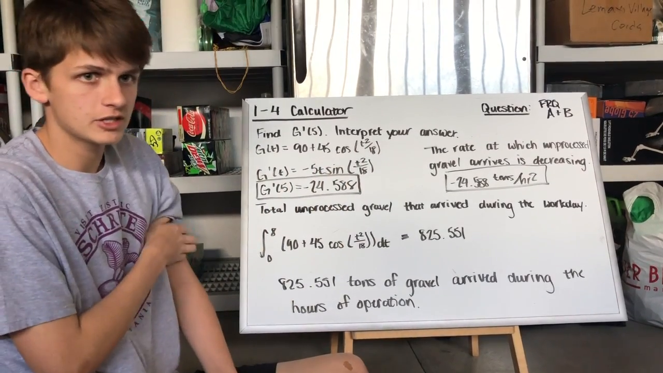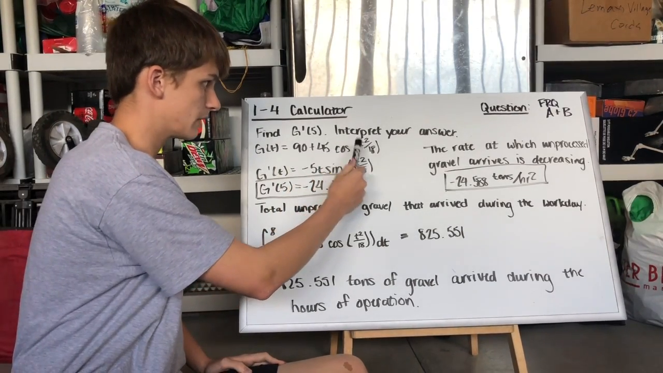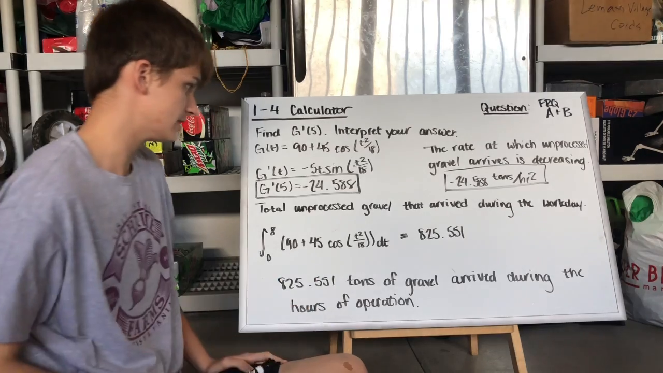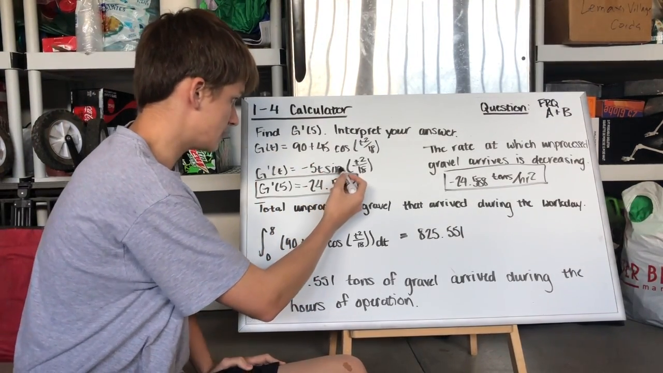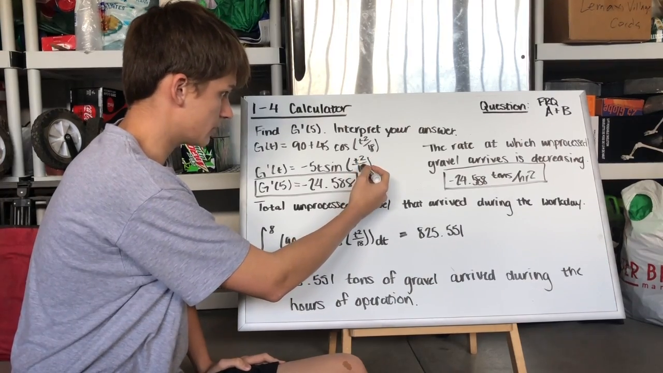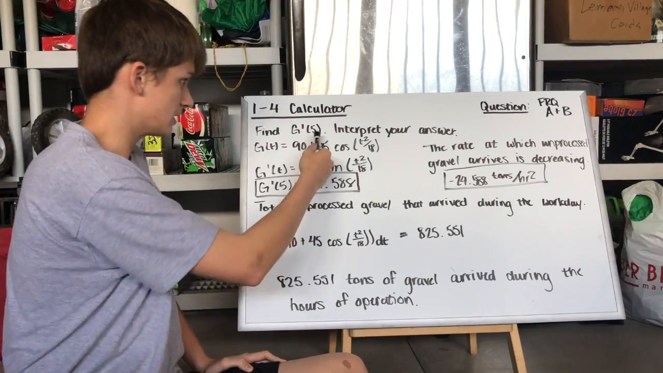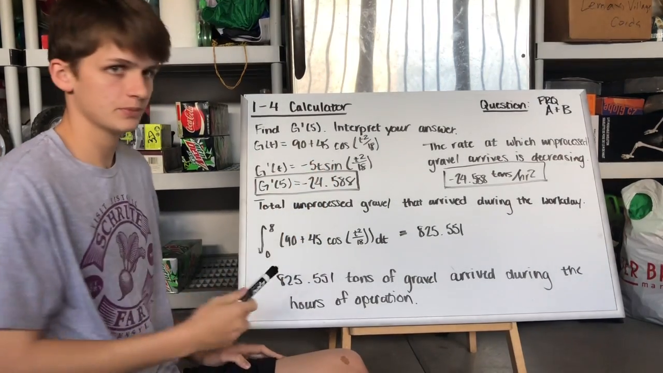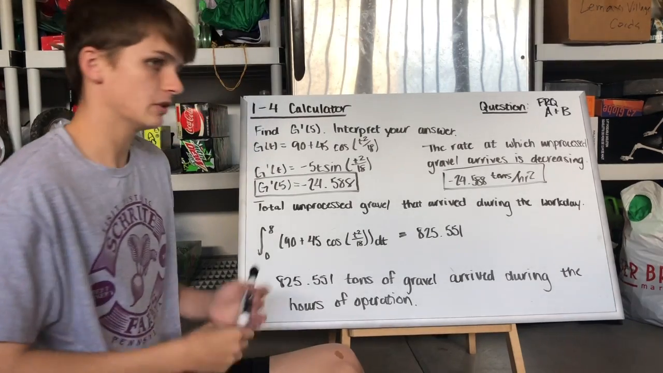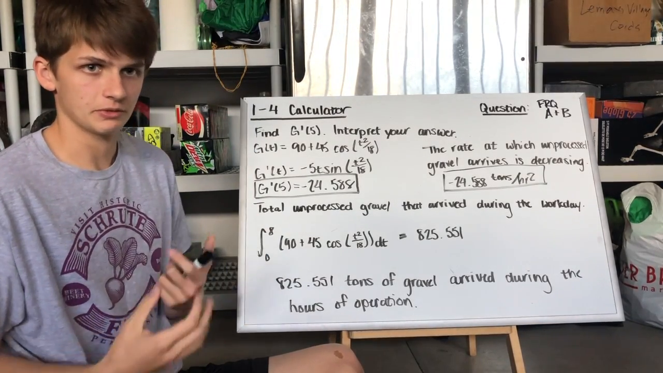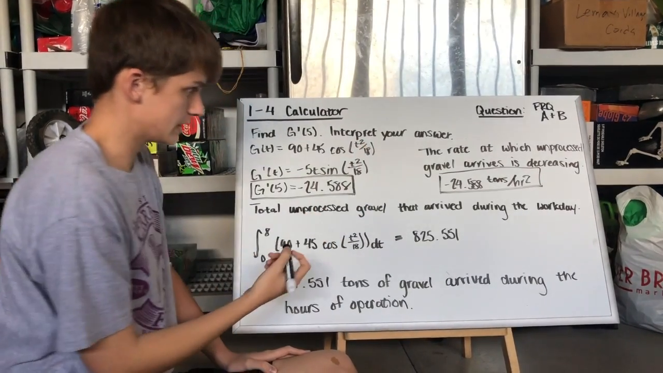So the g function is 90 plus 45 cosine of t squared over 18. The derivative of this is negative 5t sine of t squared over 18. This is our derivative because the derivative of 90 is 0, so we can just leave that out. Then we have to do the derivative of the outside times the derivative of the inside. So we can take this t squared over 18.